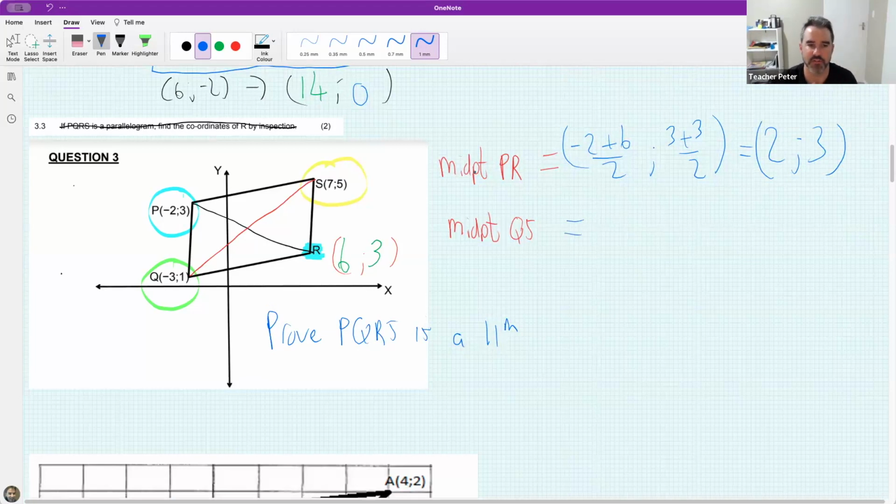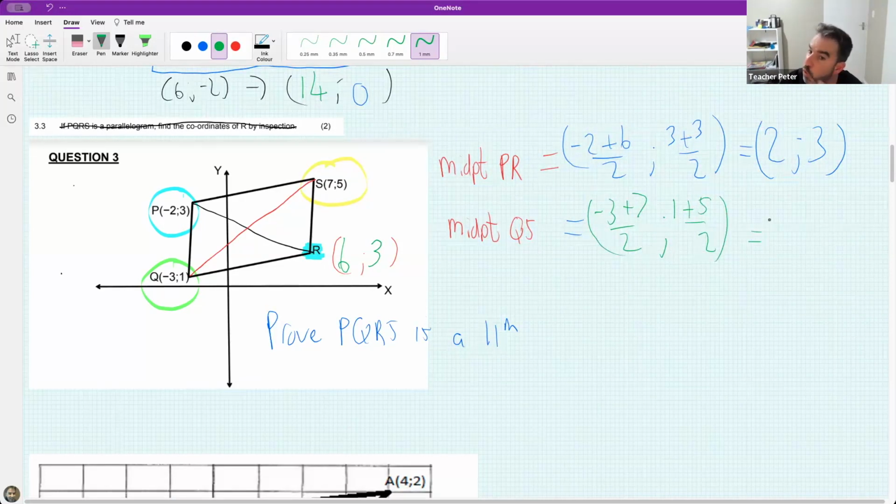What's the midpoint of QS? Give me some time to work that out. Oh, also the same. Interesting. Let's see. Minus 3 plus 7 over 2, 1 plus 5 over 2. Which is 4 over 2, which is 2. And then this is 3.